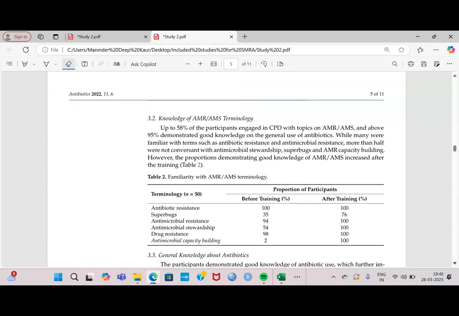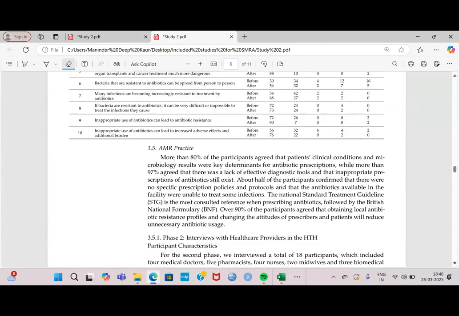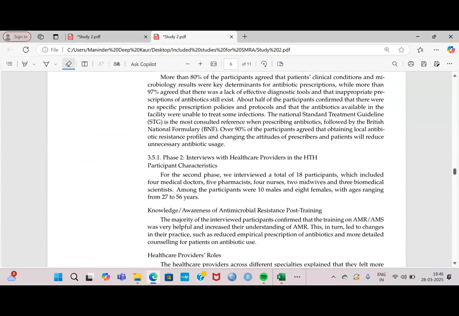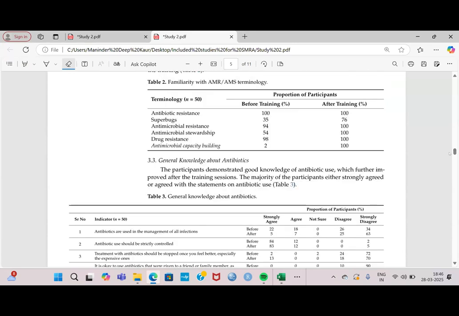Whether they have given the knowledge of AMR, AMS terminology, journal knowledge. I want to see that. Yes. So only this information we have to find the knowledge from here only.